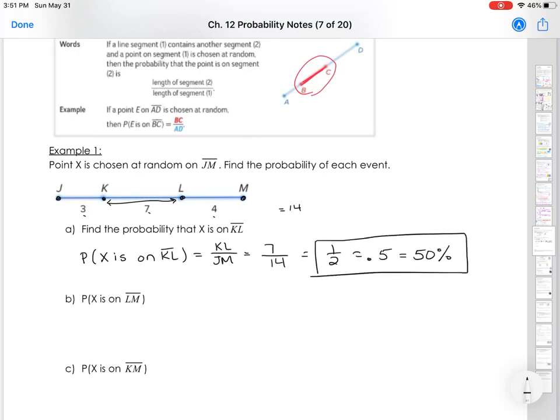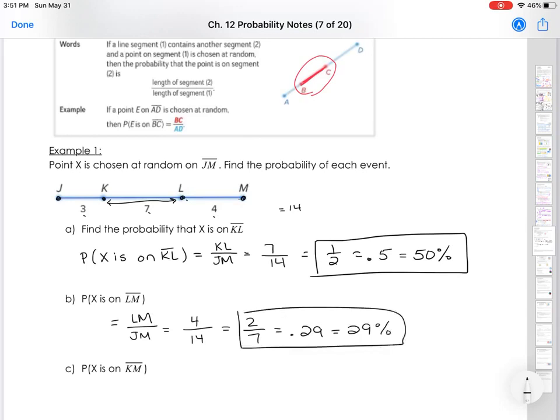So KL looks like it's from here to here, so that's 7, over JM is the entire thing, so 3 plus 7 plus 4, that's 14. So the probability would be 1/2, or if you want it as a decimal, 0.5, or if you want it as a percent, 50%. It's not specifying how to write your probability, so any of those is fine.